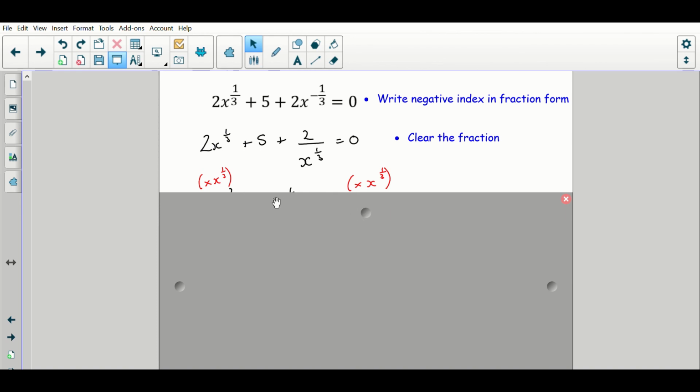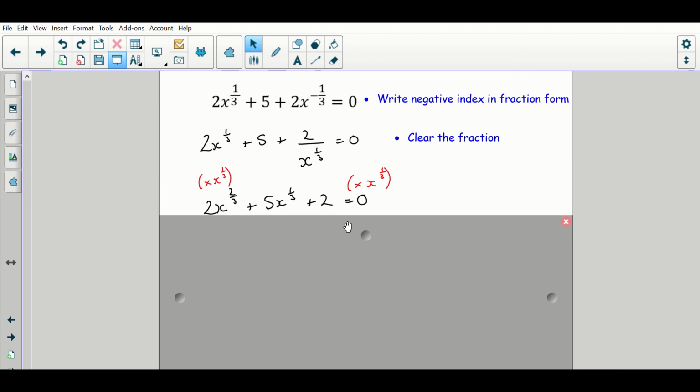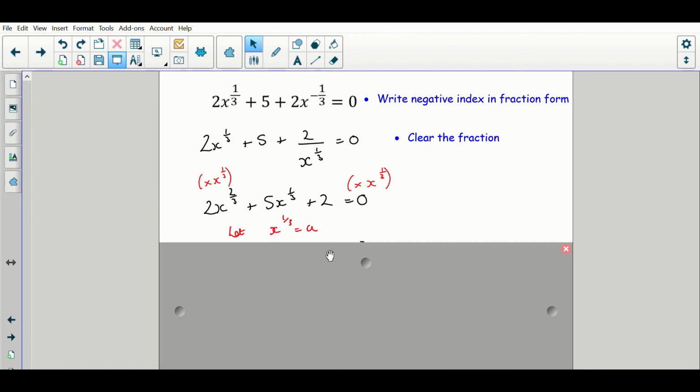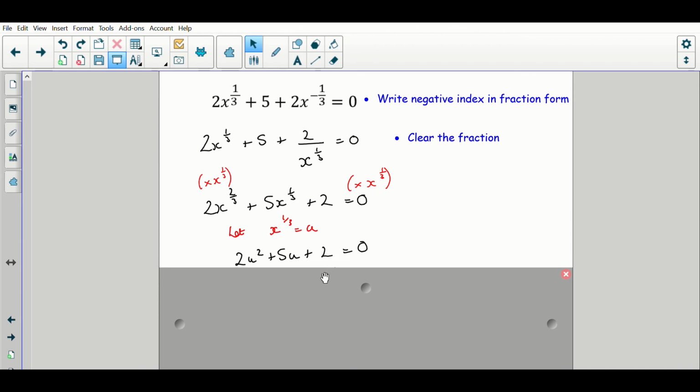So what we need to think about here is x to the third times x to the third. Well, remember, that's a law of indices. We've got the same base of x and we're multiplying, so we need to add the powers. So x to the third times x to the third is actually x to the 2/3. So we end up with 2x to the 2/3 plus 5x to the third plus 2 equals 0. And we can see our quadratic here because we've got a squared. So if we let x to the third equal u, then we can form our quadratic to solve.